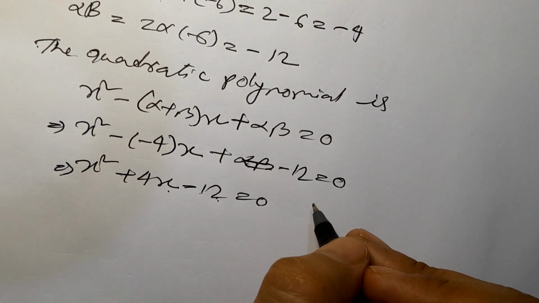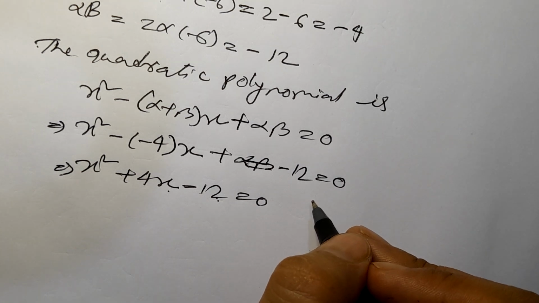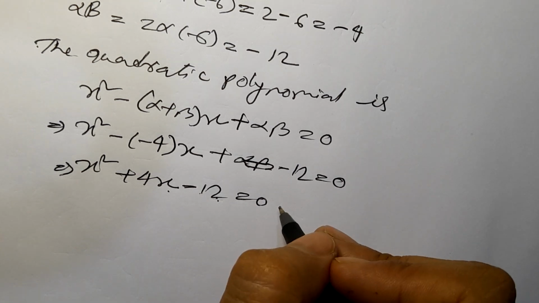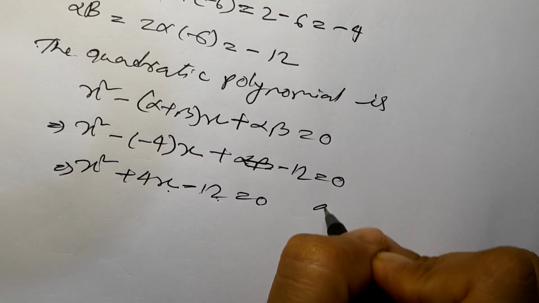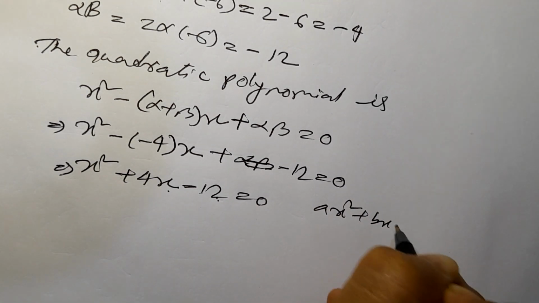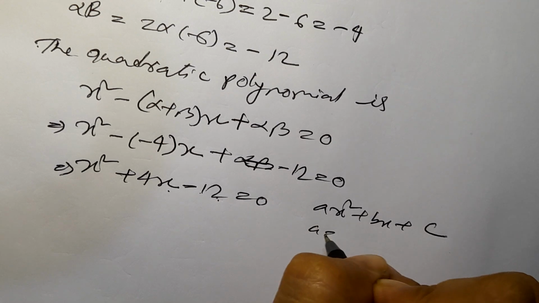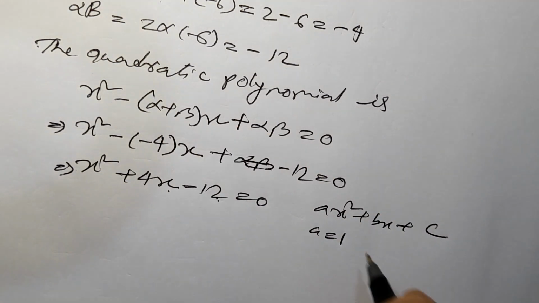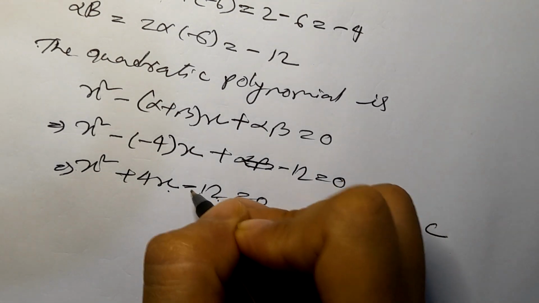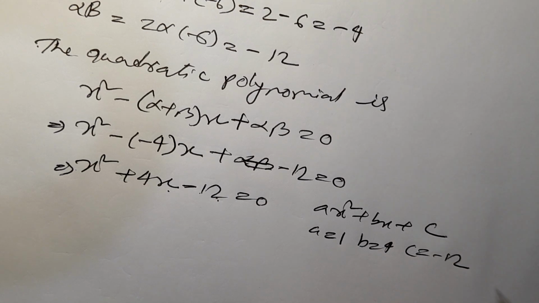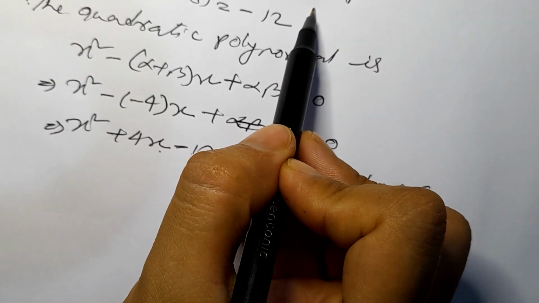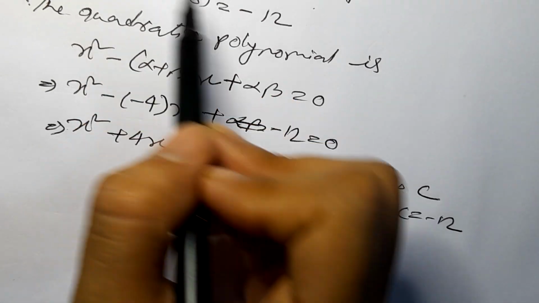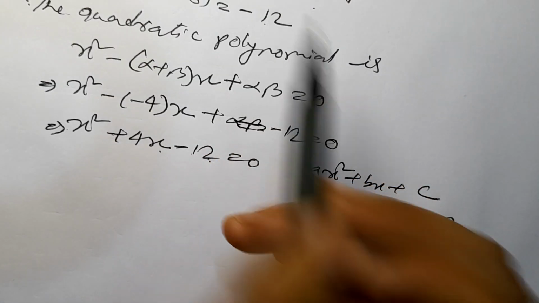Now we have to find the relationship. For finding the relationship, we need the values of a, b, c. Compare with this, ax square plus bx plus c. So a will be how much? 1. Nothing is there, means 1. b will be 4. c will be minus 12. We got everything. Now sum of zeros, alpha plus beta we already got minus 4, and product of zeros, that is alpha beta, is already minus 12.